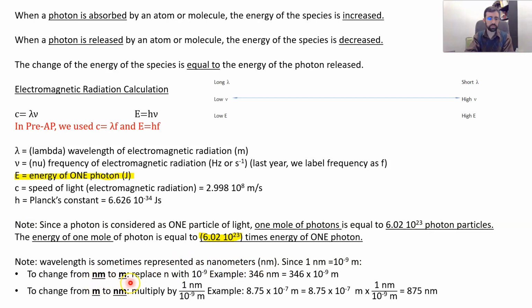To change from nanometers to meters, we just replace the nano with times 10 to the negative 9th. So an example would be 346 nanometers equals 346 times 10 to the negative 9th meters. If I wanted to change from meters to nanometers, I'm going to multiply by 1 over 10 to the negative 9th. An example would be 8.75 times 10 to the negative 7th meters equals 8.75 times 10 to the negative 7th meters. Cancel out the meters, put nanometers on top: 1 nanometer over 10 to the negative 9th meters. Multiply that out and you get 875 nanometers.